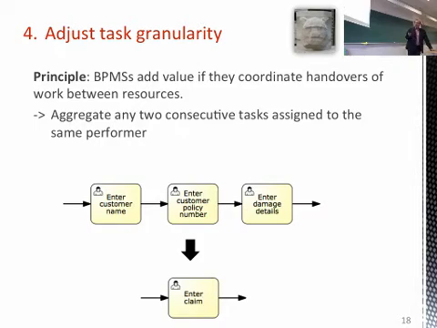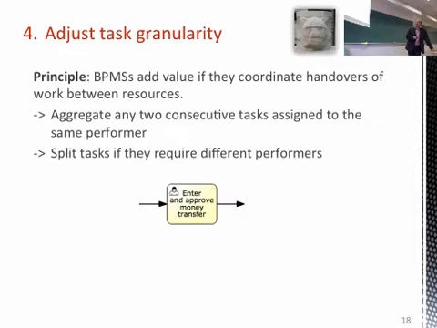So don't start splitting your process into salami tasks, like, do this, do that, enter the customer name, enter the customer details, etc. Your automation will become a nightmare. The more tasks you have, the more you have to automate, and the more you will force the user to click, click, click to go through all those tasks. And the opposite is that sometimes you might have tasks in the to-be process like enter and approve money transfer that, in fact, require different performers.